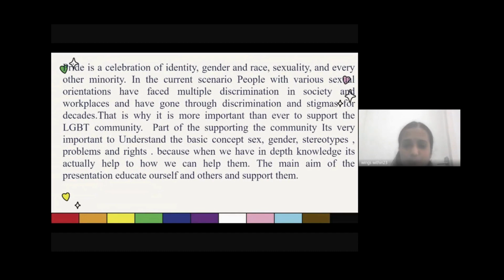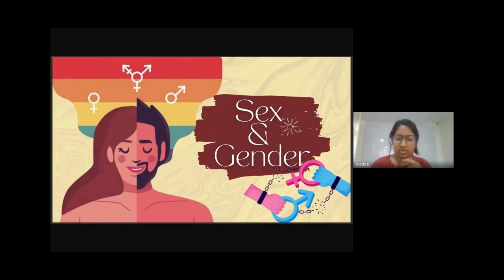As a part of supporting the community, it's very important to understand the basic concepts of sex, gender, and stereotypes, what problems they are facing, and what rights they have. Because when we have in-depth knowledge, it will help us understand how we can help them. The main aim of the presentation is to educate ourselves and others, as well as support the LGBTQ community.